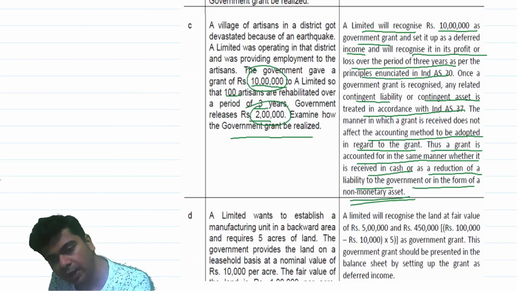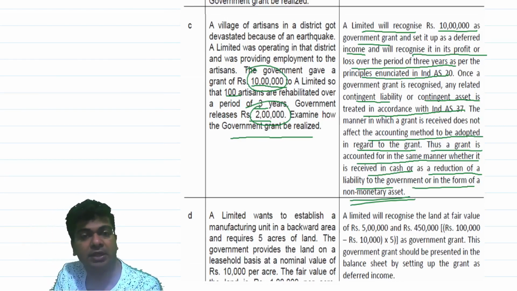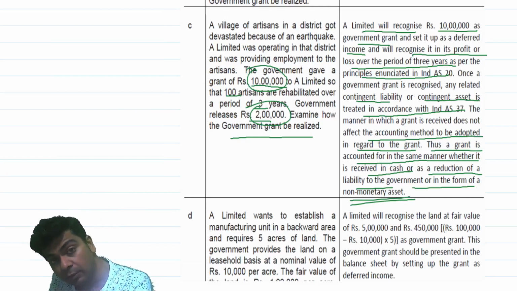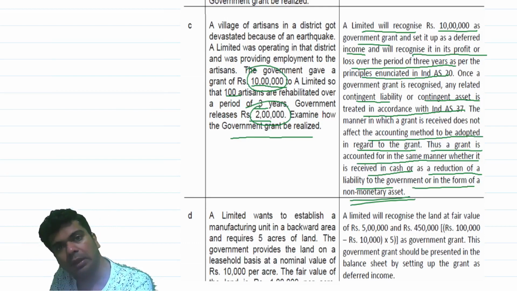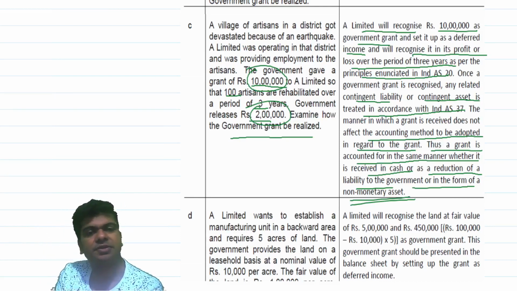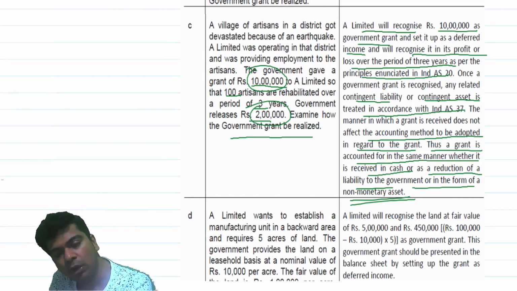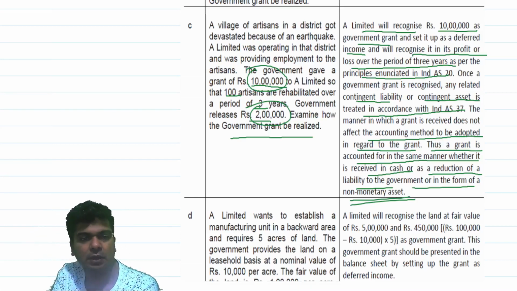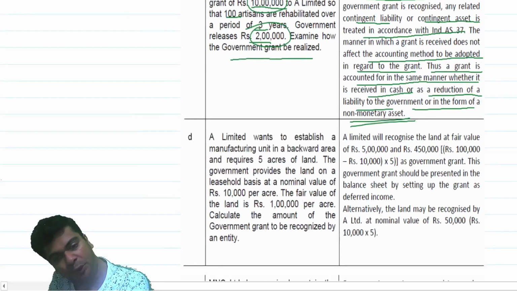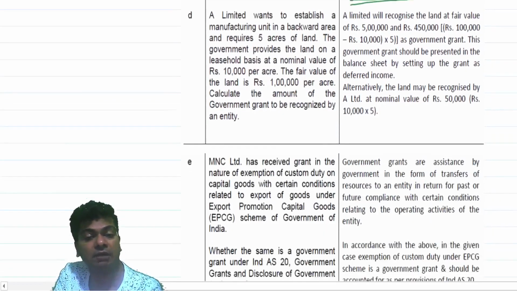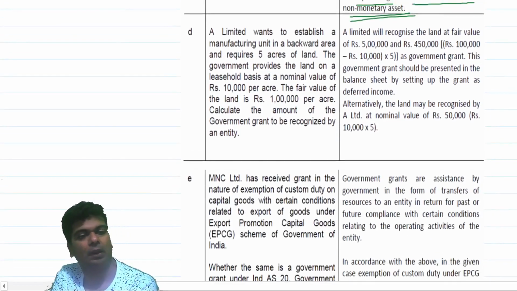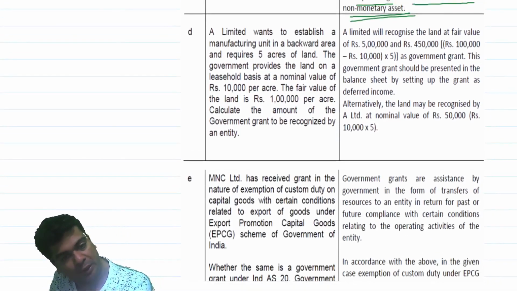One may argue, okay, it's a contingent asset. Fine. Contingent assets will be disclosed. Contingent assets will be reported in your notes as per Ind AS 37. And then they are saying whether the grant is received in cash or in kind, accounting all remains the same. Fine. The other description has nothing to do with the response. The response was already given earlier. The next one.